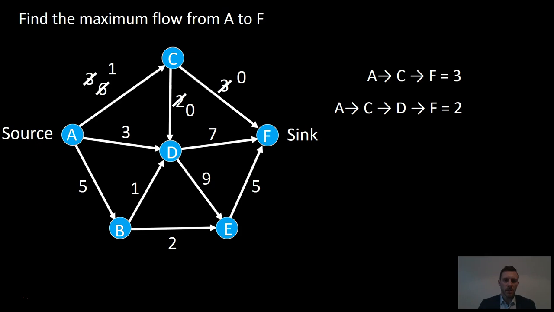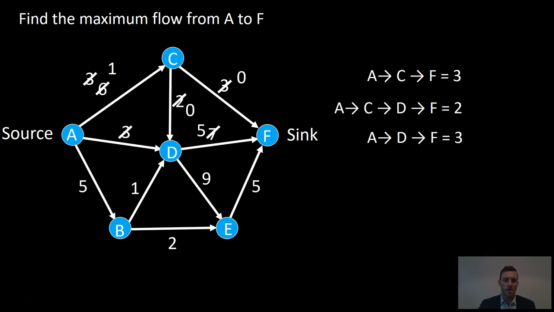We cross out 7 from D to F. We write 5, which is the remaining capacity. There is no more capacity out of C, so we can no longer go through C. The next path is A to D to F. This has a maximum flow of 3, which is the capacity of A to D.